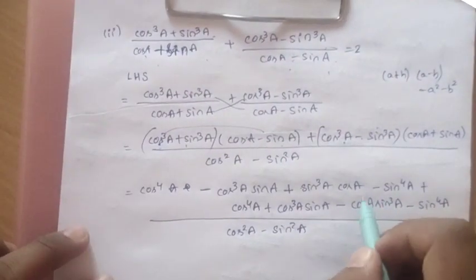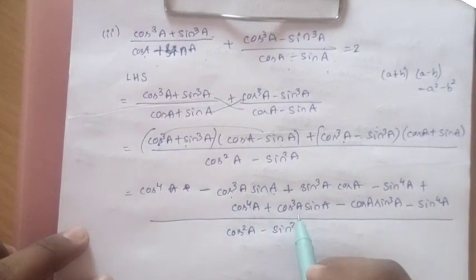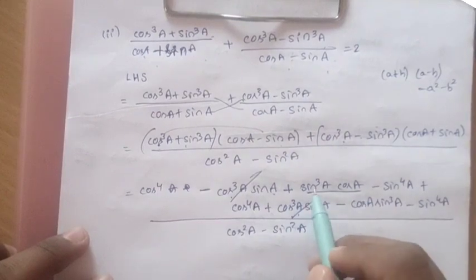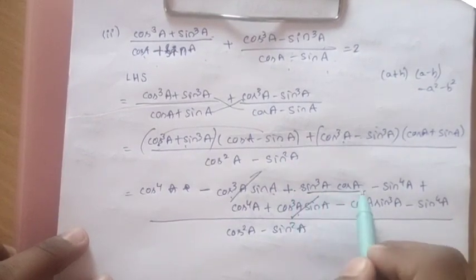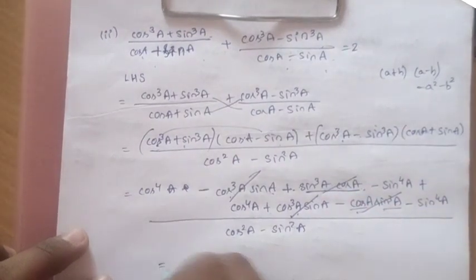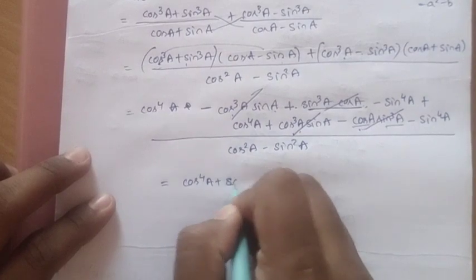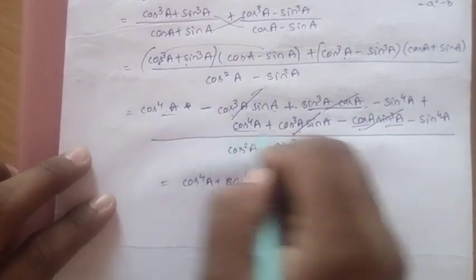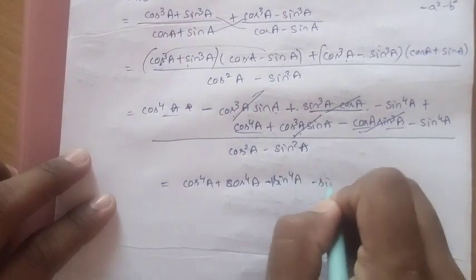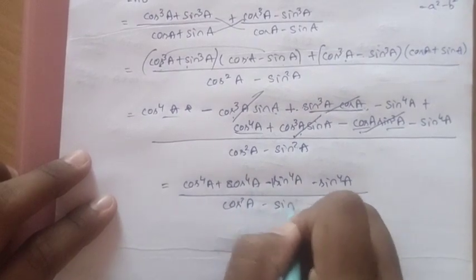So if we observe here, cos cube a sin a minus cos cube a sin a plus cos cube a sin a get cancelled. Similarly, if you observe this also, sin cube a cos a plus sin cube a cos a minus sin cube a cos a get cancelled. So the remaining thing is cos power 4a plus cos power 4a, so this and this, minus sin power 4a minus sin power 4a, whole dividing by cos square a minus sin square a.